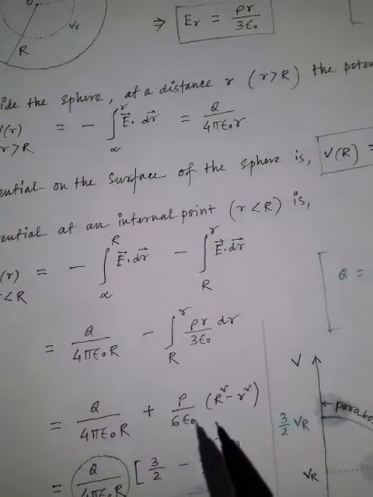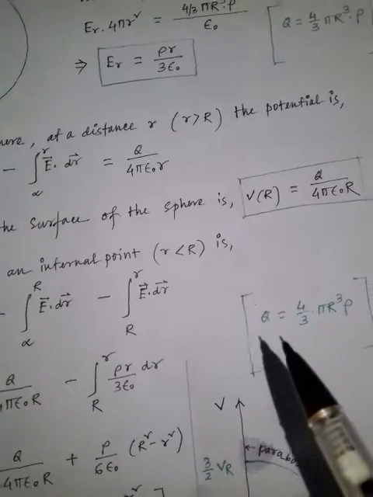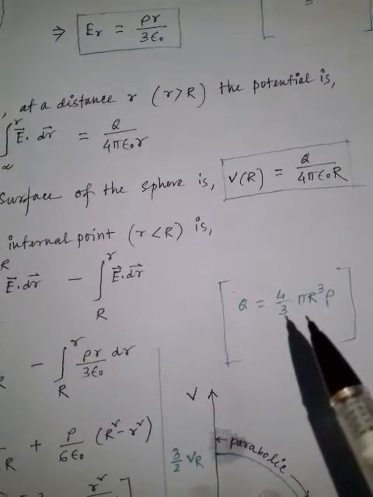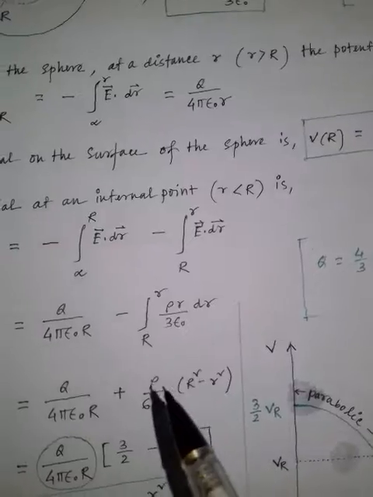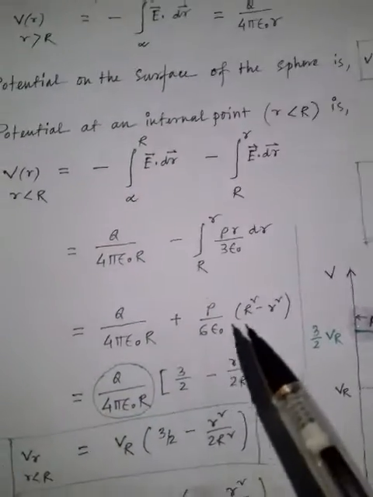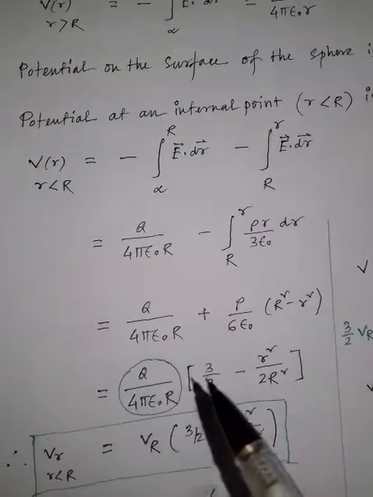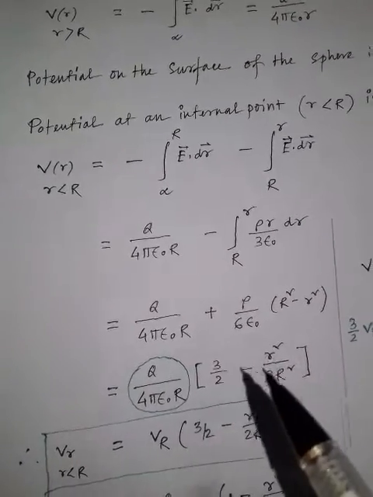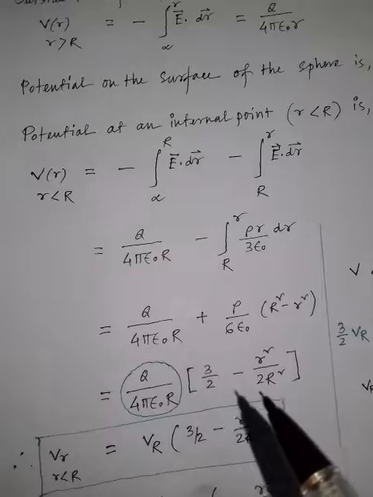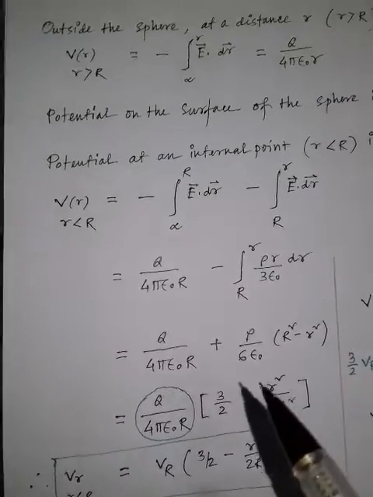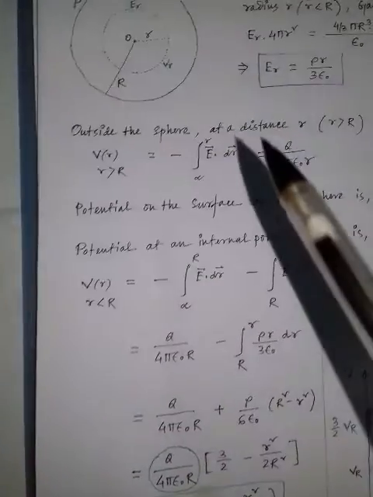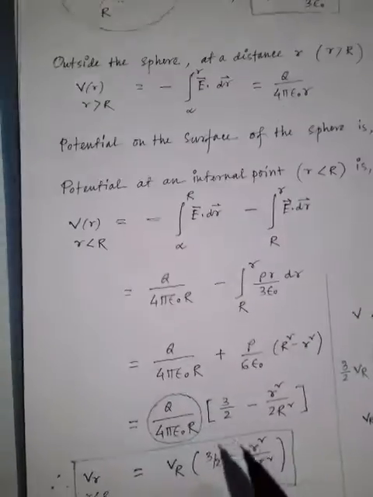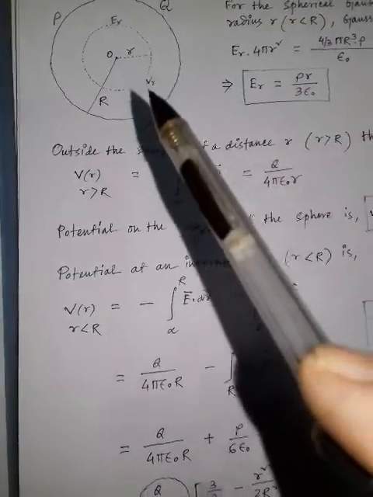But total charge Q is equal to 4 by 3 pi R cube rho. So if we replace this rho by Q, we finally arrive at this expression: Q by 4 pi epsilon naught capital R into 3 by 2 minus r square by 2 capital R square. This is the potential expression at an inner point, that is, small r is less than capital R.